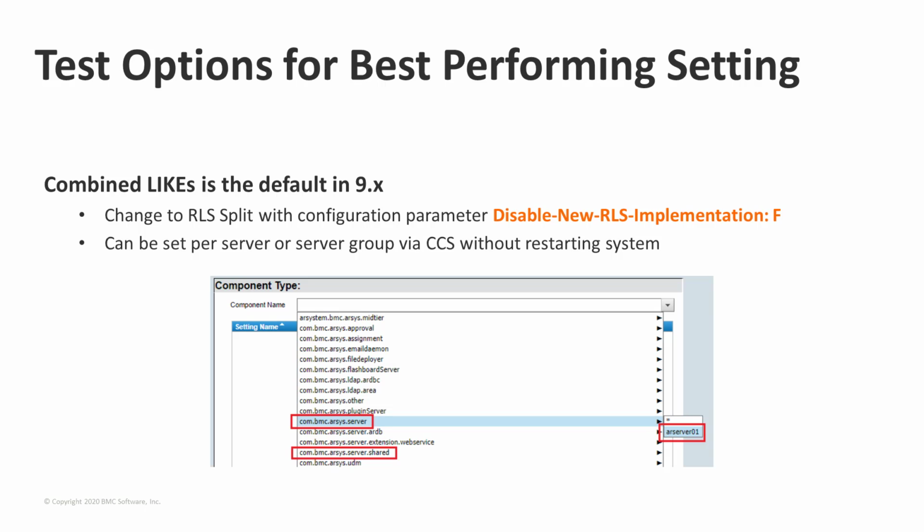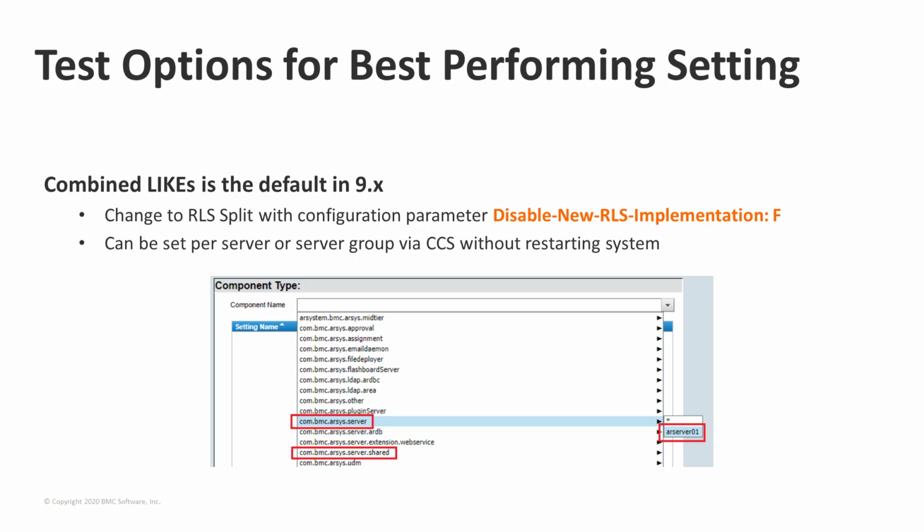Select your server under the COM BMC ARSys server component and add or change the Disable New RLS Implementation option. This parameter may not be present initially, in which case the server uses the default value of true. Setting this to false changes the server to use the RLS split format SQL. Note that you shouldn't have to restart the server for a change in this setting to take effect. Just click the Apply button and rerun your test to observe the updated SQL. If you're using a server group and want to apply the setting to all of the servers, you can set it at the shared level component.